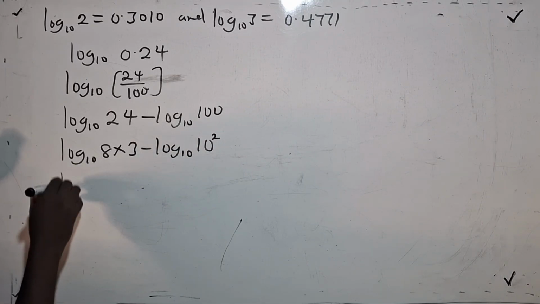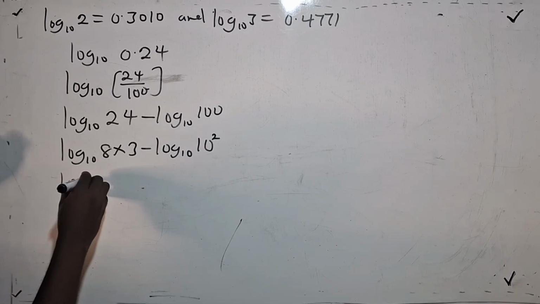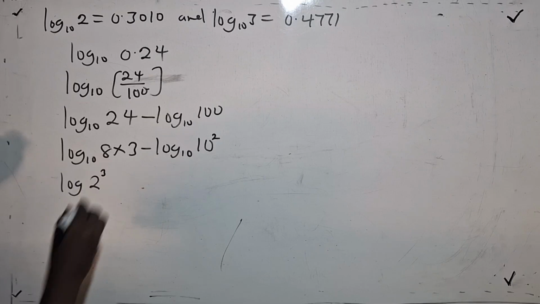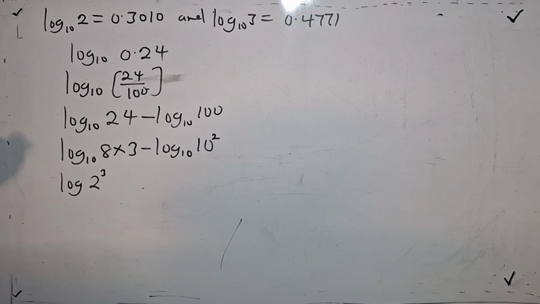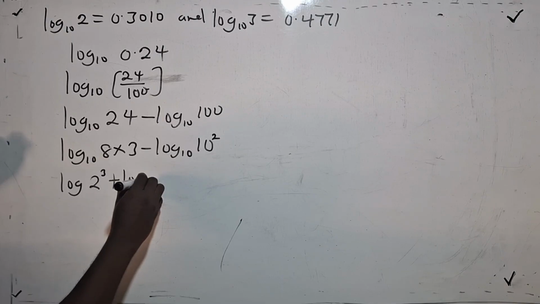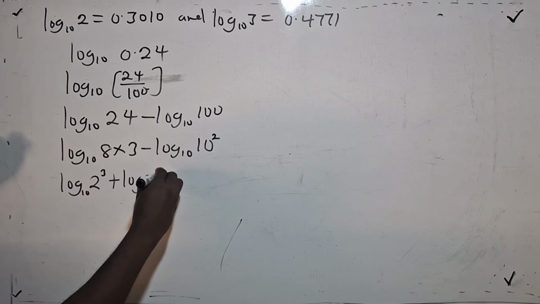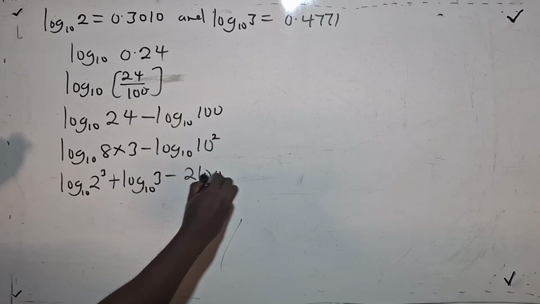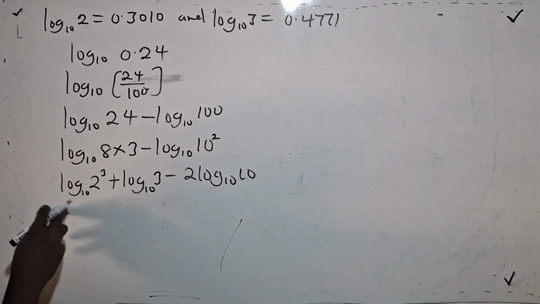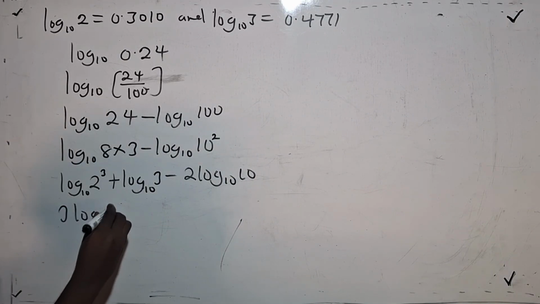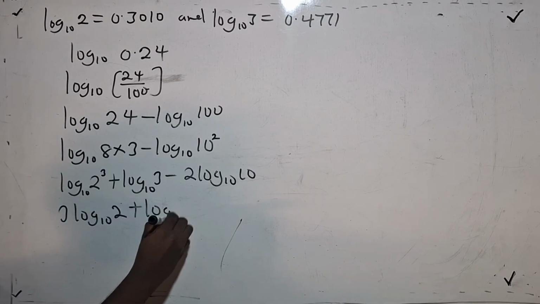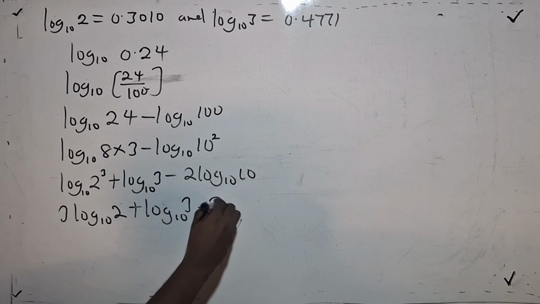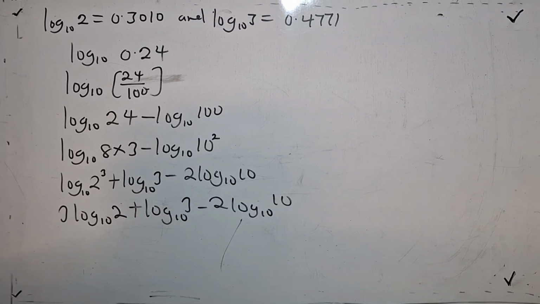So this will give me log of 2 raised to the power 3 plus log 10 of 3 minus this one will also give me 2 log 10 10. So you see, this one will give me 3 log 10 of 2. Now the 3 has come inside, plus my log 10 of 3. Then I have log 10 10. Yes, are you following closely? Yes, follow.